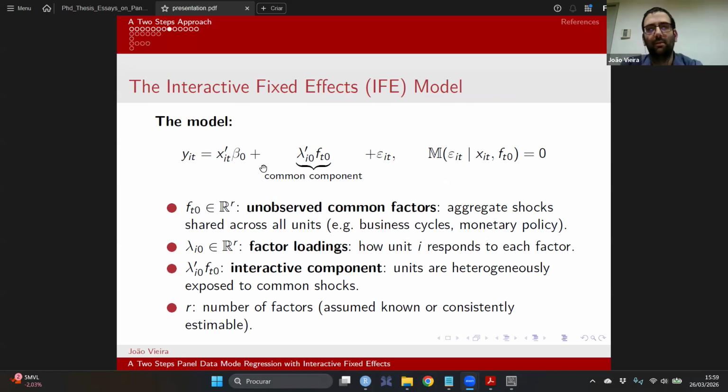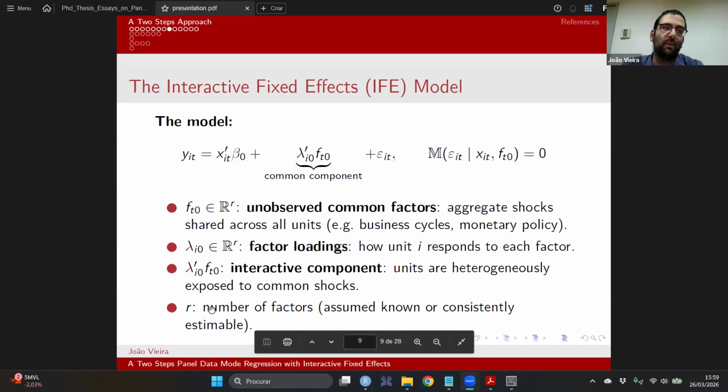So in this setting, we'll just forget this one. This is just saying that we are in a model setting, and we could forget about it. So basically, you have F_t, the unobserved common effects. We have their loadings, which I could think of as their coefficients or the beta coefficients. You have the interactive component, a way of talking about this term. And we also have R, the number of time effects that we're going to put in our regression.